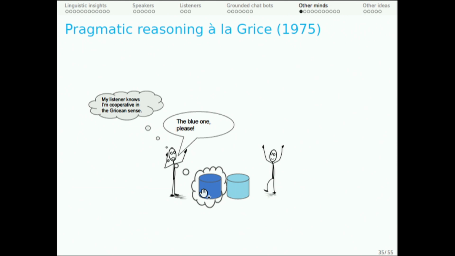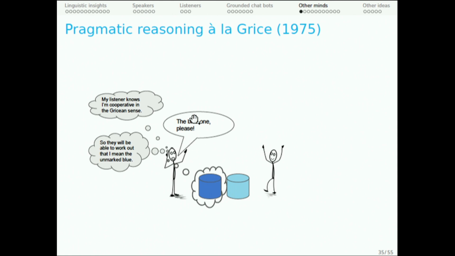The idea is that this agent is thinking, my listener knows that I'm cooperative in the Gricean sense, and what that really means is just that I'm trying to communicate in an open and honest way, and my listener knows that. And we kind of collectively know that both of us can leverage information about the context and what we know about being human and so forth in order to figure out what we mean. So they'll be able to work out that I mean the unmarked blue one.